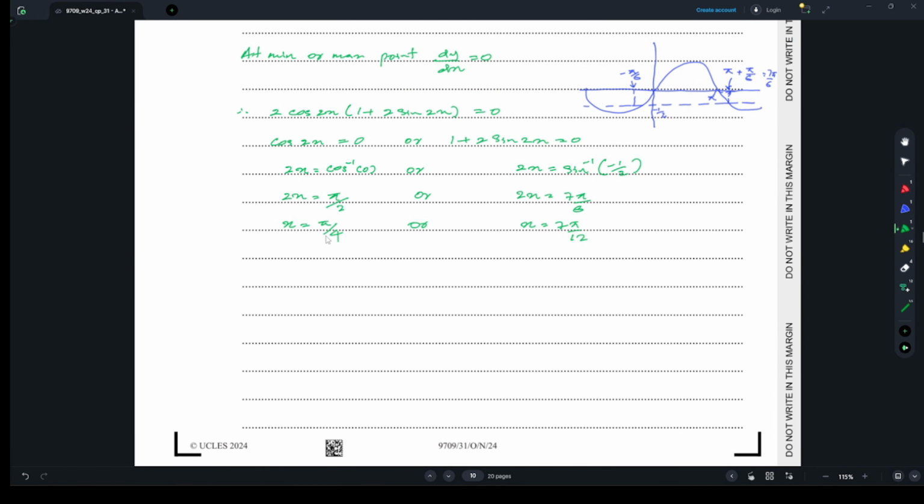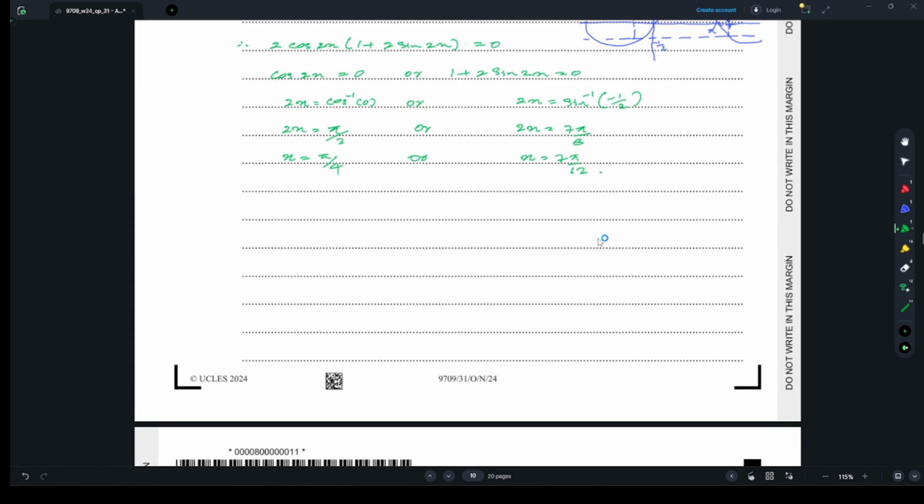So here the first answer is 45, so it is not our answer. And if you check the second one, 7 times 180 divided by 12 is 105. So this is our answer. Okay, so this is our correct answer. Then I can write, because they are asking the coordinate, when x equals 7 pi over 12, now we substitute that answer into our equation.